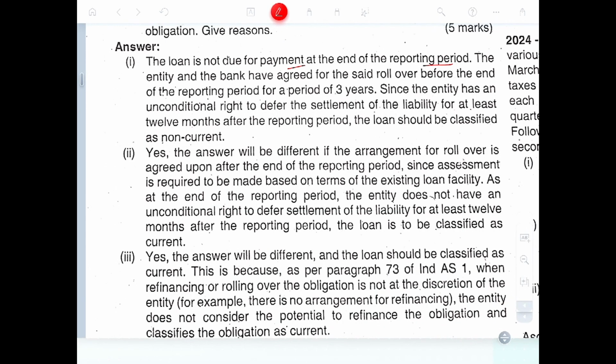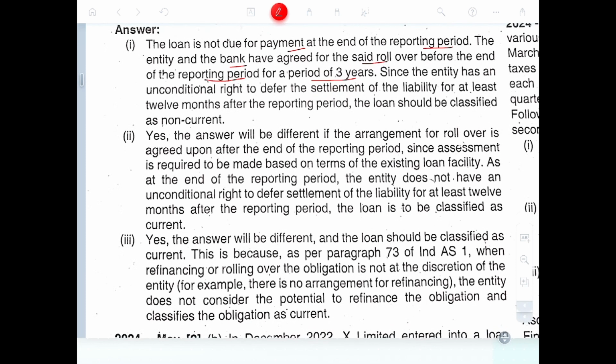It is a non-current liability. The bank has agreed to the rollover before the end of the previous year, or the end of the reporting period, for a period of 3 years. Since the entity has an unconditional right to defer the settlement of the liability for at least 12 months after the reporting period, the loan should be classified as a non-current liability.